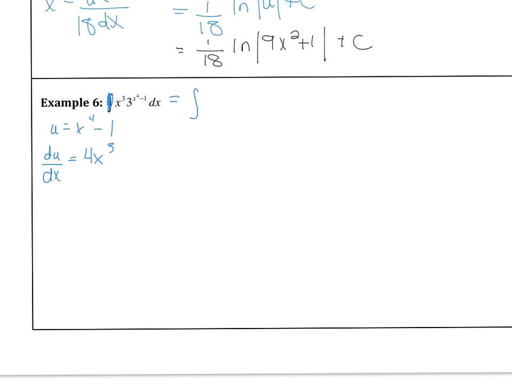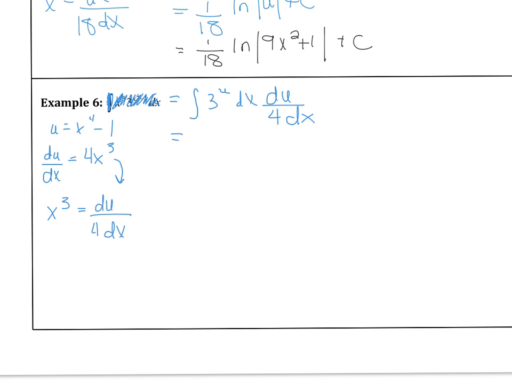Then I have 3 to the x to the 4th minus 1. Oh, that's just 3 to the u. Then we have dx. And then let's figure out what is exactly equal to x cubed. Well, with the powers of algebra, we can figure out that x cubed is exactly equal to du over 4 dx. So let's write that. du over 4 dx.